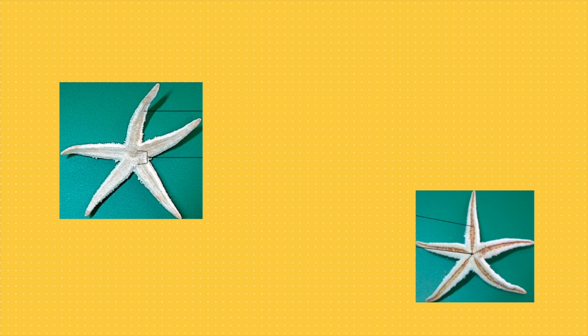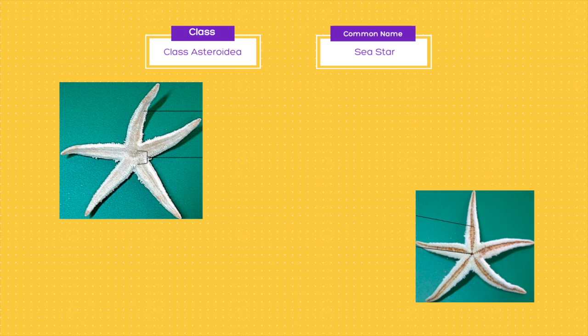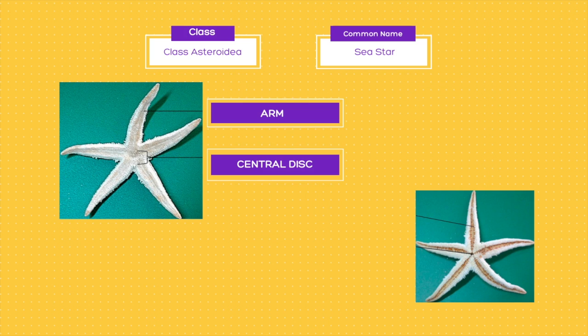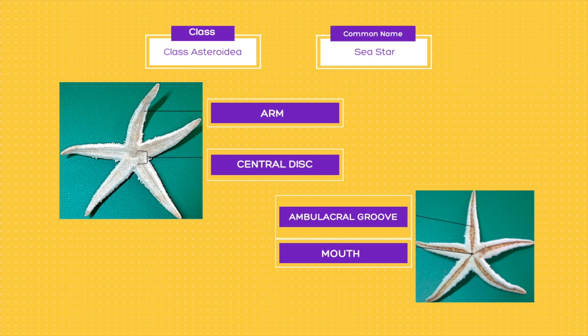The first animal we see is the sea star of class Asteroidea. The dorsal view shows the arm and the central disc. The arm is used in many functions, feeding and locomotion, just to name a few. The central disc helps the sea star regrow its appendages if one of them is injured or cut off. The ventral view shows us the ambulacral groove that helps the sea star move and the mouth that allows it to eat.